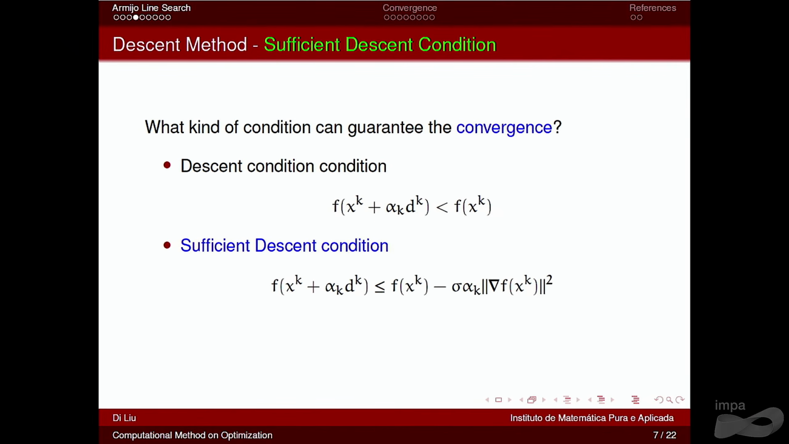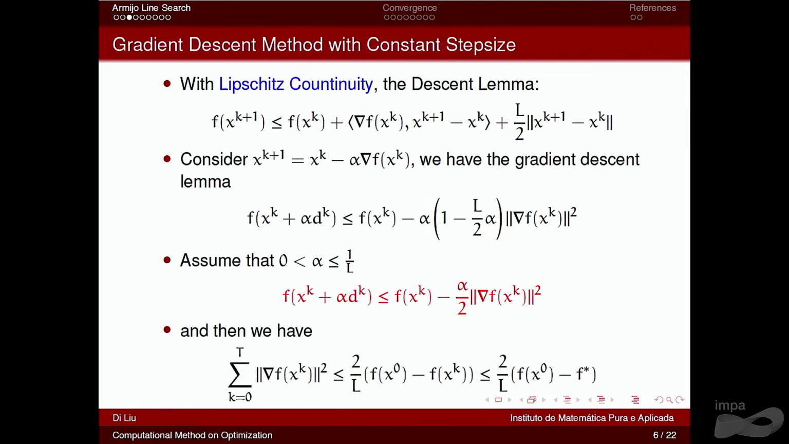Let's go back a little bit. We can see here, instead of requiring the descent condition to guarantee the convergence, we want some sufficient descent condition. We want something like this. And this is exactly what we guessed from the condition for the constant step size. This is the analysis for the gradient descent method with constant step size. We have this one. This is just from the descent lemma. But we cannot use the descent lemma today because we do not have the assumption of Lipschitz continuity of the gradient.